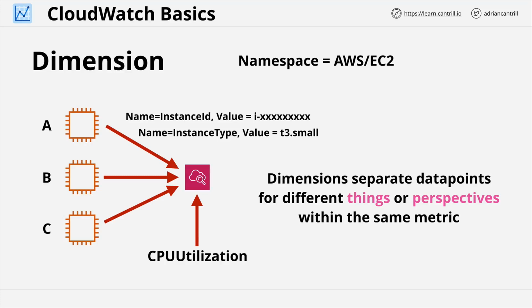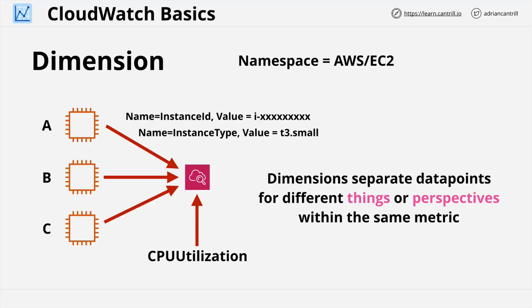So we can look inside a given namespace, so AWS/EC2, look inside a particular metric, which is CPU utilization, and then we can use the dimension to look for all of the data points for a particular instance ID, essentially a particular instance. So dimensions are really powerful. They can be used in a really simple way, but they're also very flexible.